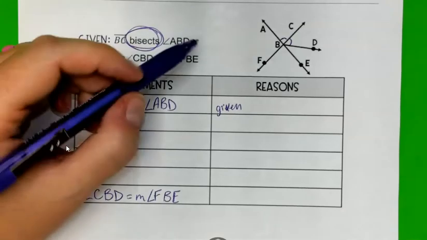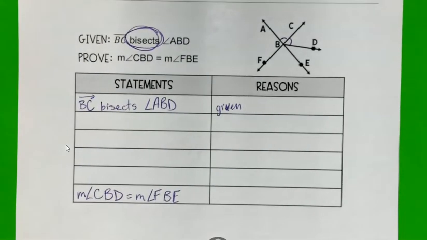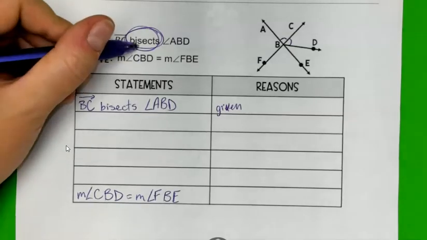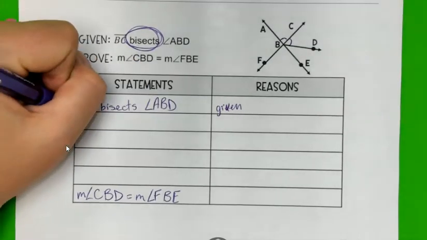Alright, how do we know that? Because we know what the word bisects means. So we've got to figure out, alright, what did I just do? I just figured out that ABC and CBD are congruent to each other, because that's what the word bisects means. So we need to write that down.